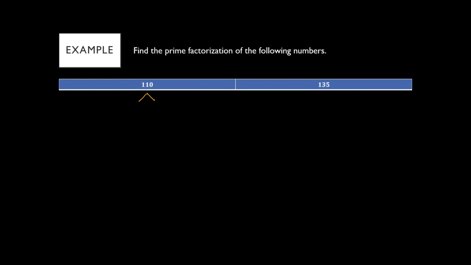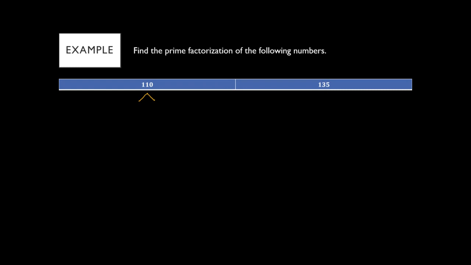Because it ends in a 0 or a 5, that means it's divisible by 5. So I can split this up multiple ways. I can split it up as 10 times something, or I can split it up as 5 times something. And it doesn't matter which one you pick because you get the same answer in the end. So it really doesn't matter. I just do whatever comes to mind first.